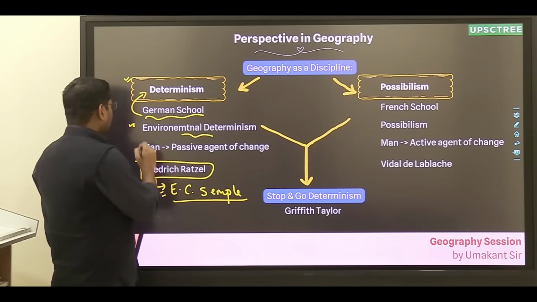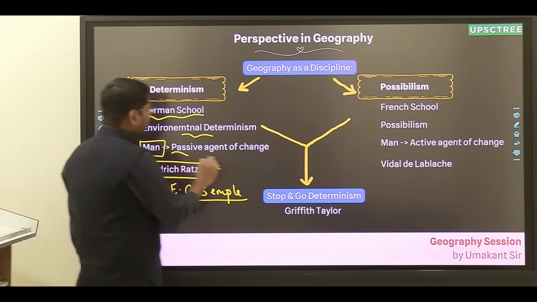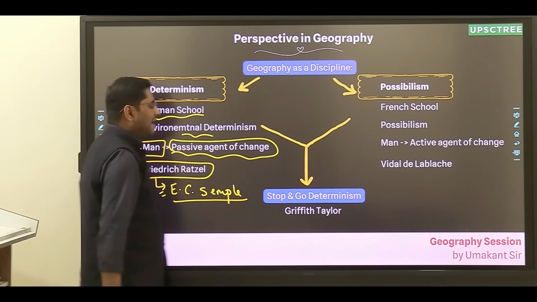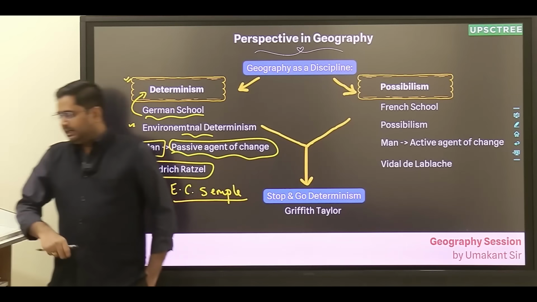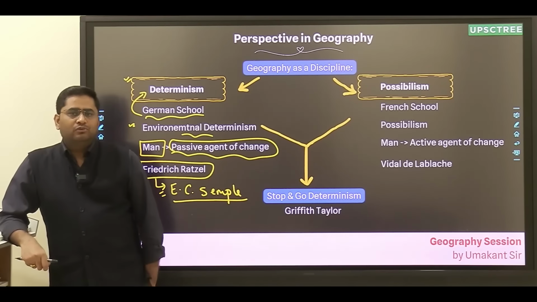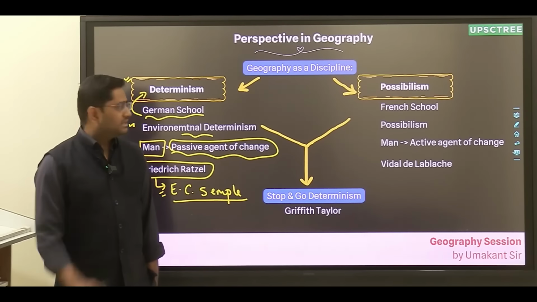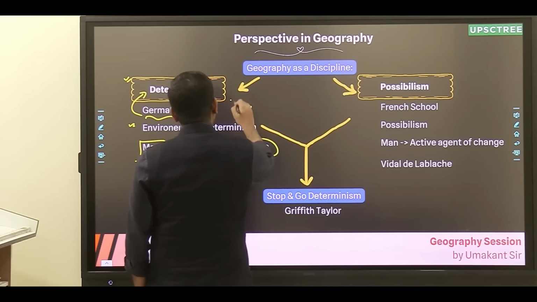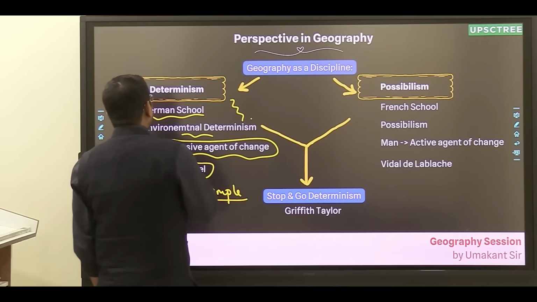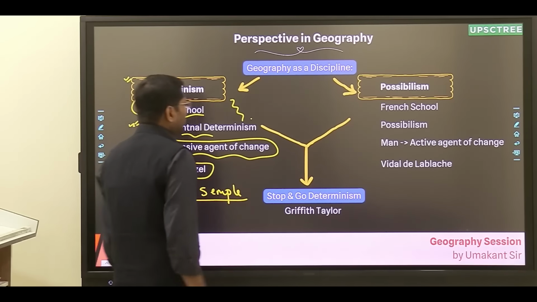Okay. And they will believe that man is a passive agent of change. That means man cannot do much. He is subject to the limitations put forth by the environment. He cannot overcome the limitations that are put forth by the nature of environment. So man is a passive agent of change. That is the viewpoint advocated by the deterministic school.